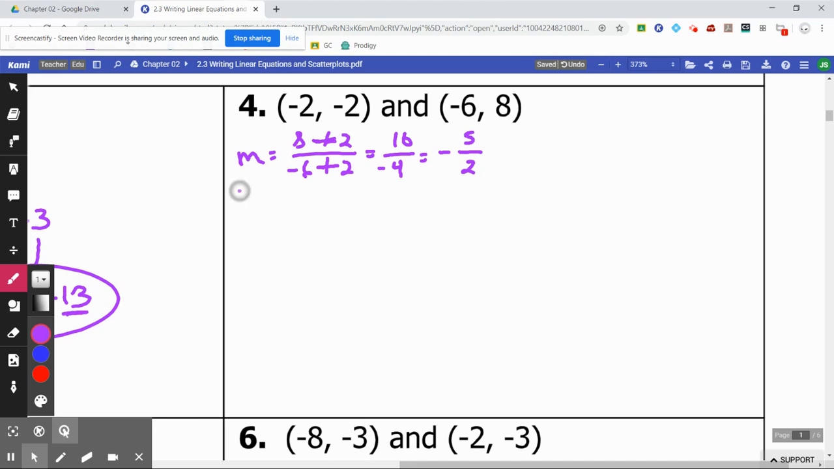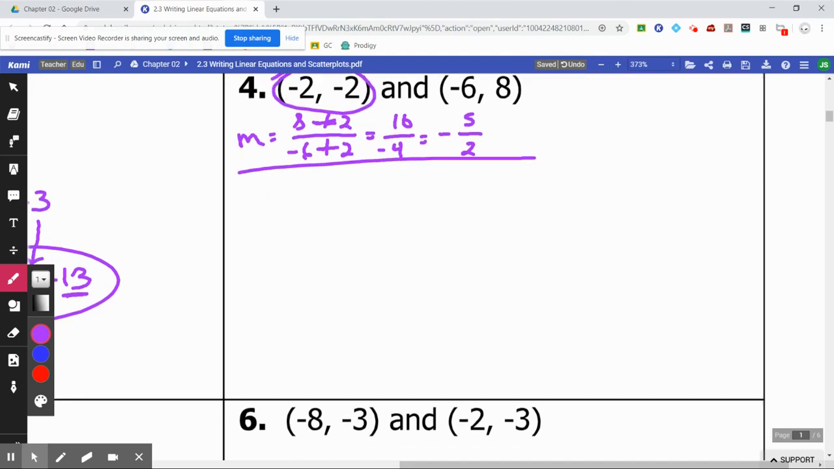We then take that slope with either one of the points. This is probably going to be the cleanest one, and you plug it into y minus y1 equals m parentheses x minus x1. That would be y minus y1 is -2. The slope is -5/2. X minus the x1 is also -2. Minus minuses make them pluses.